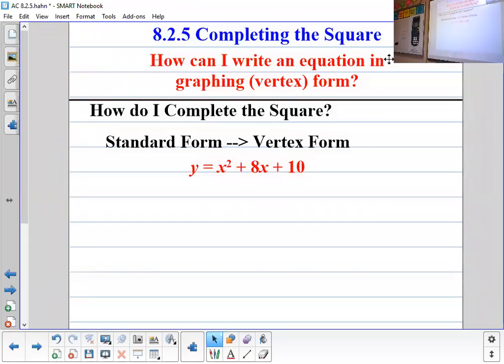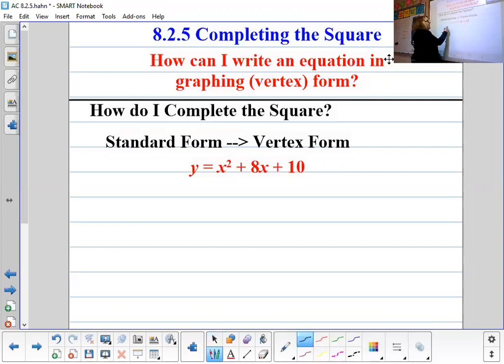Okay, so if I want to go from standard form to vertex form, the process that I use is called completing the square. It's very cleverly named because you're literally making a square and then completing it, filling it in, right? Okay, so my first step is I am going to build an area model.